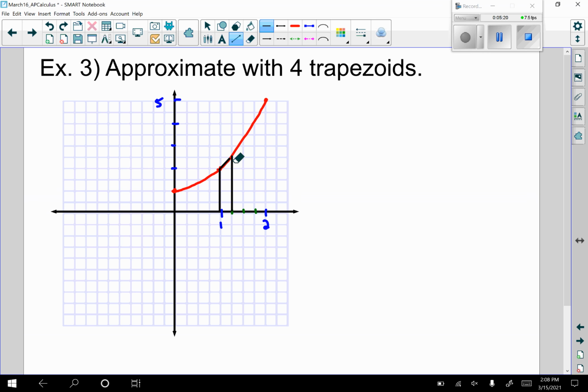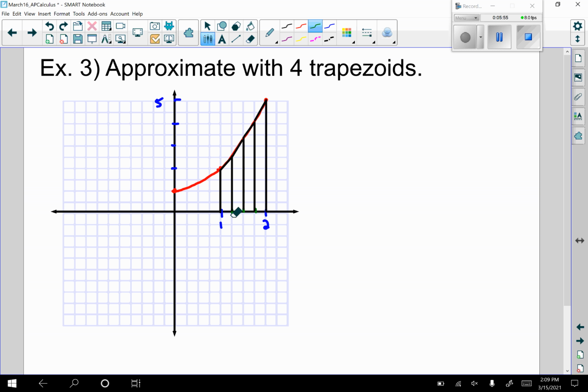So here's our first trapezoid. Here's our second. So you definitely see the advantage over the rectangular approximations. So now the height of each trapezoid is going to be what?